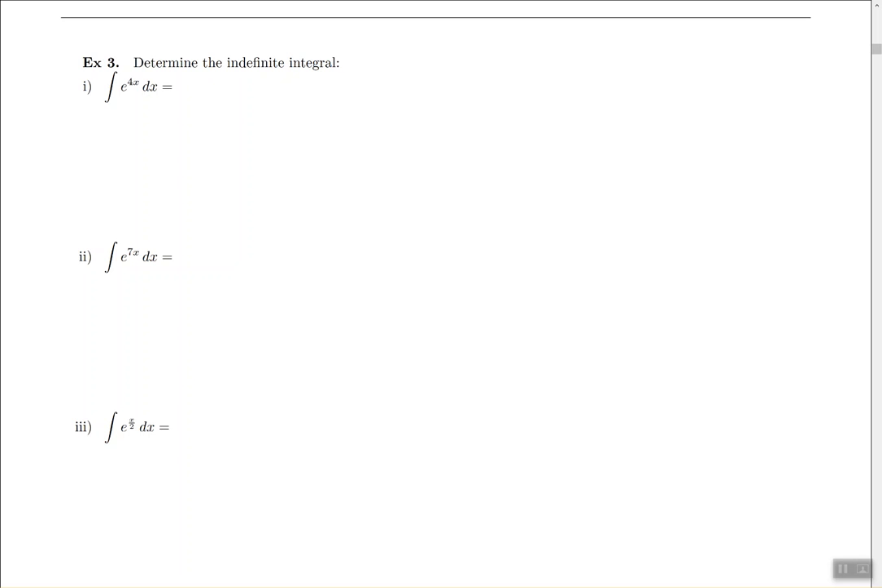In this example, we will be reviewing how to do the exponential rule for antidifferentiation. The exponential rule says e to the power of ax antiderivative is 1 over a e to the power of ax. So basically, whatever number you have in front of the x is called a. Write it on the denominator and then write it again.